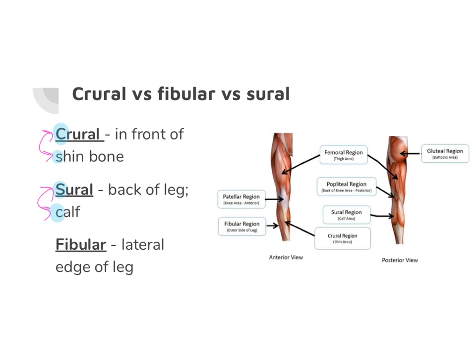And then fibular, I don't really have a mnemonic device for that. Fibular, if you know where your fibula is, it's the bone on the outer edge of your lower leg. So it's just the lateral side of your lower leg.